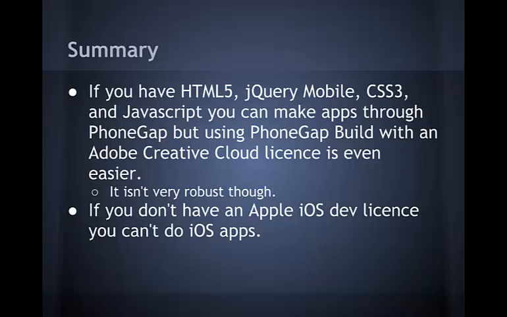So in short, if you have a site that's optimized for mobile, has HTML5, jQuery, CSS3, JavaScript, and it's pretty simple, but you want to turn it into a native app, you can do that using PhoneGap. It isn't very robust, though. You can't do a whole lot with the device through the Adobe Creative Cloud build interface, which is what I used. And I'll try to show you that here in a moment. But it is very easy to do. It's not very robust, but it is very easy.